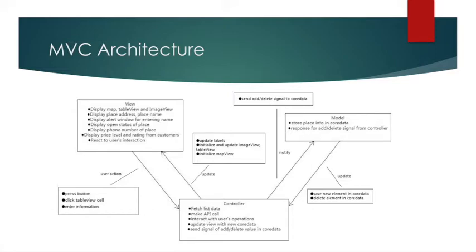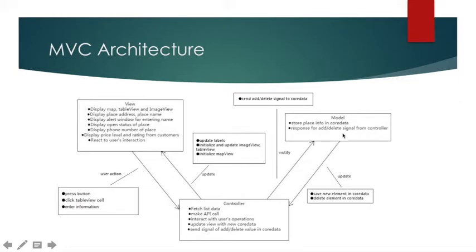The MVC architecture. In this MVC architecture, I have the view, the controller, and the model. The view basically displays all information to the user, the visible part. The controller handles user interaction, like pressing a button, clicking on a table view cell, or entering some information like a name, which is what I just did.